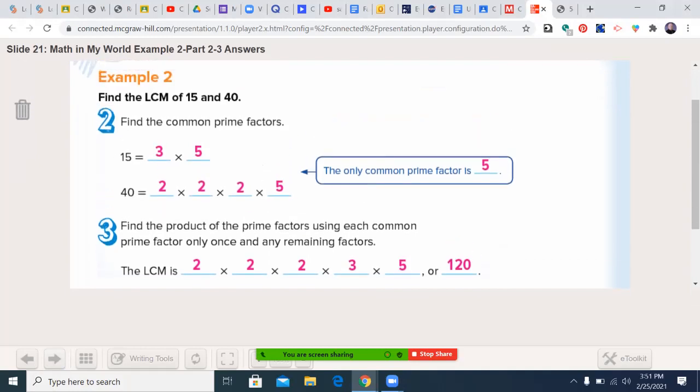Find the product of the prime factors using each common prime factor only once and any remaining factors. So you can see my 2, my 2, my 2, my 3, and then the 5 one time, which is 120. I advise that this not be your standard. It's a way to do it, but it's probably not your quickest way.